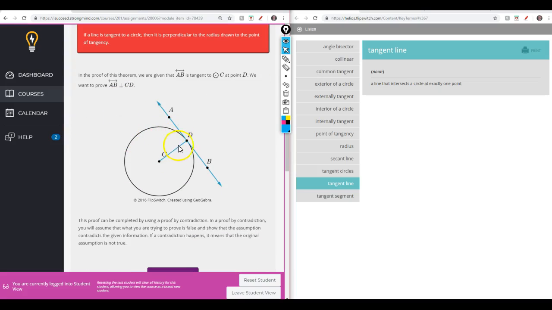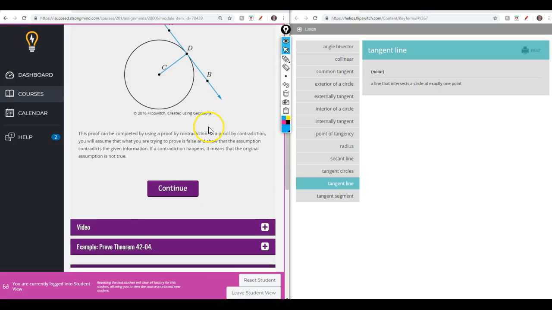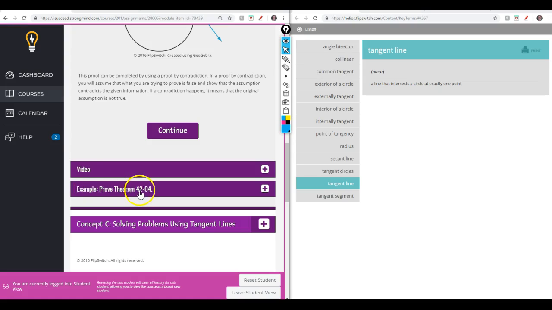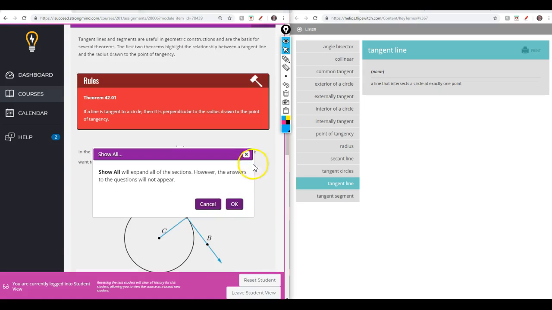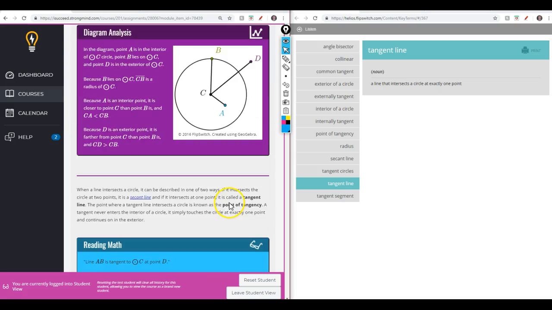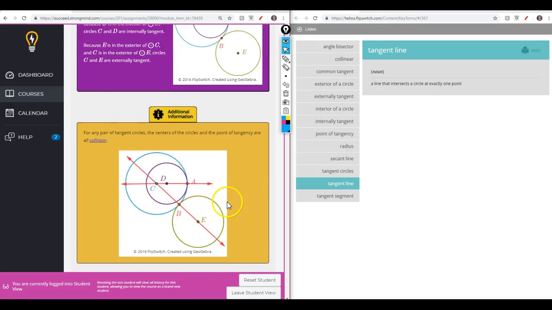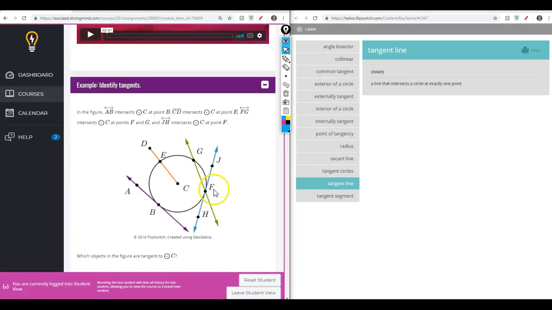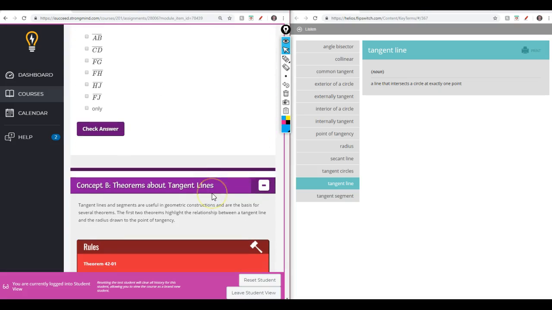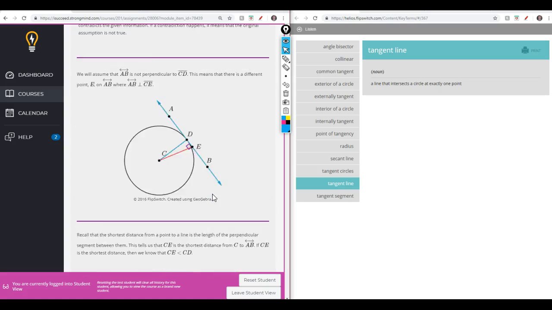So this looks similar to our diagram. The only thing that would be missing is this line to some other point X. That is talking about what we are trying to prove. We're trying to prove that it's perpendicular. So here's this example, prove the theorem. I'm going to click show all because it'll expand all of those, and I'm going to be looking for that proof example, especially the last part because it has all of the steps.